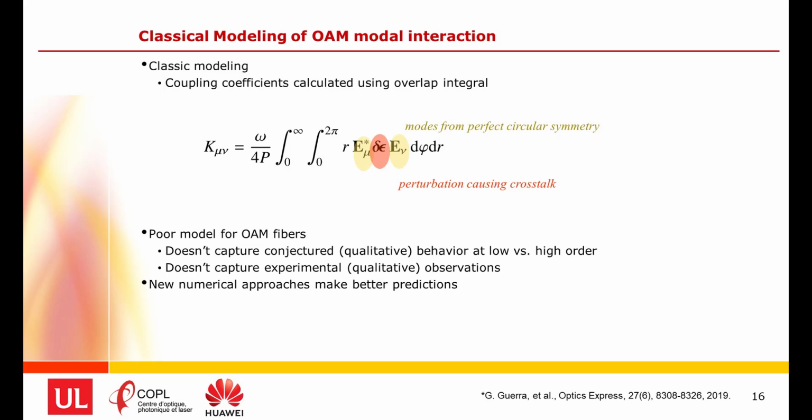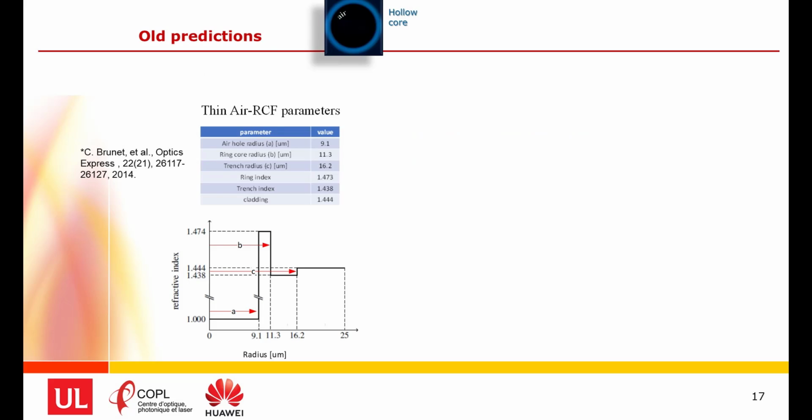And you would calculate your coefficients from that. However, it's a poor model for OAM fibers because it assumes a little too much symmetry in this perturbation model. And because of that, it doesn't capture the differences, for instance, between low and higher order modes. And clearly in the experimental results, we saw that higher order modes were of more practical interest. So both quantitatively and qualitatively, we need a better model for this. So I'll start by showing you some old predictions, and then I'll show you my new model and what the advantage is in using this new model.